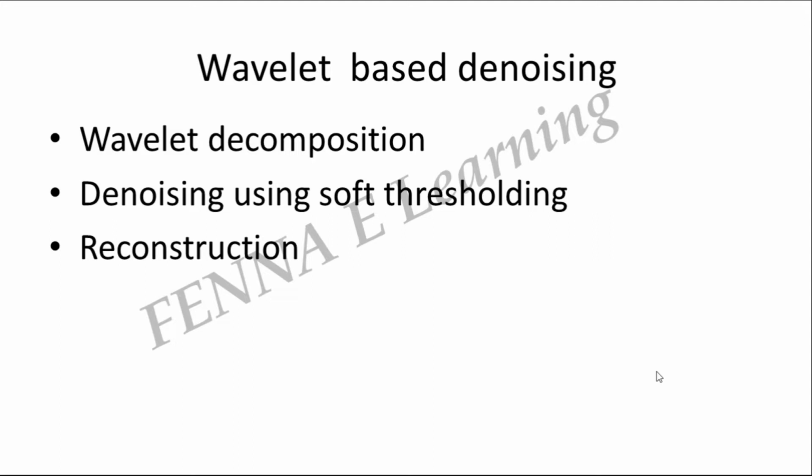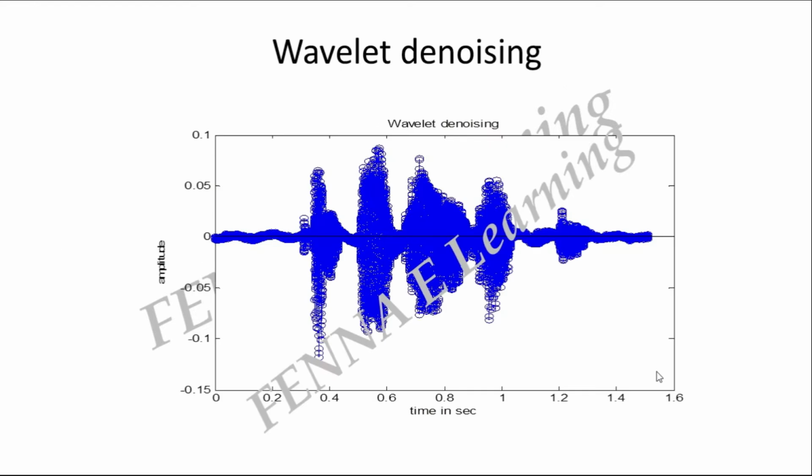Wavelet based denoising operation is performed to remove the noise present in the signal. Here we perform three steps for denoising the speech signal. In the first step, we perform wavelet decomposition. In the second step, denoising is performed using soft thresholding. In the third step, reconstruction of the speech signal is performed using inverse wavelet transform. This is the output of the denoised speech signal.